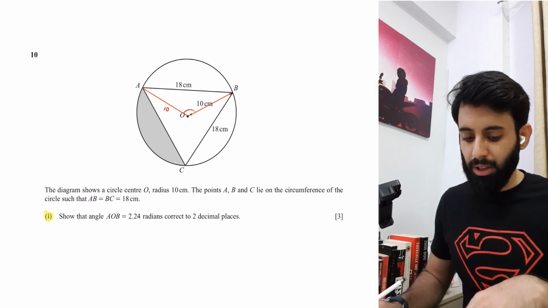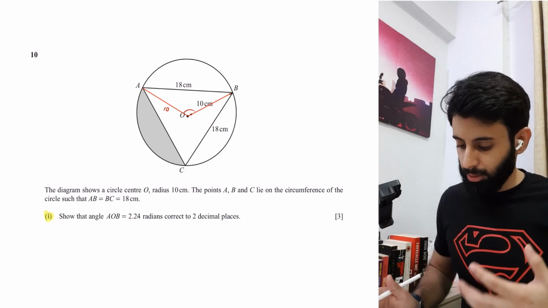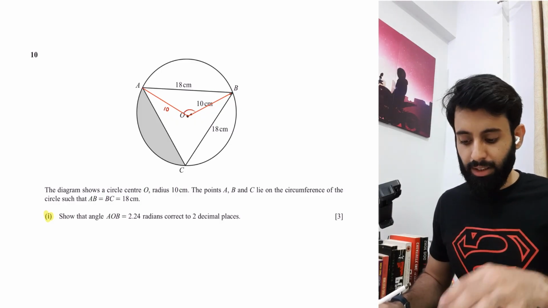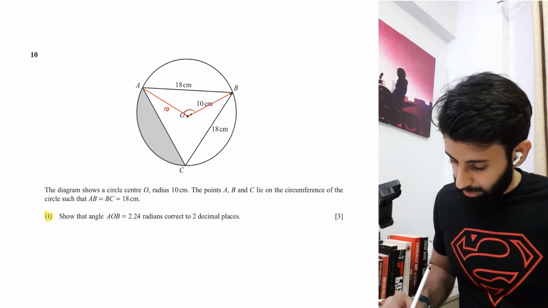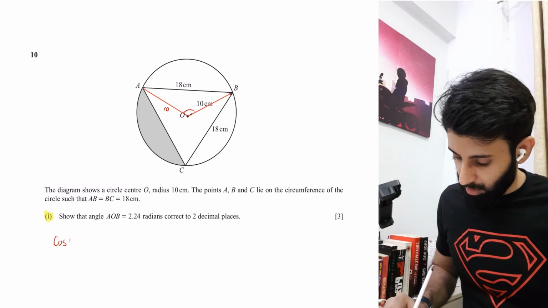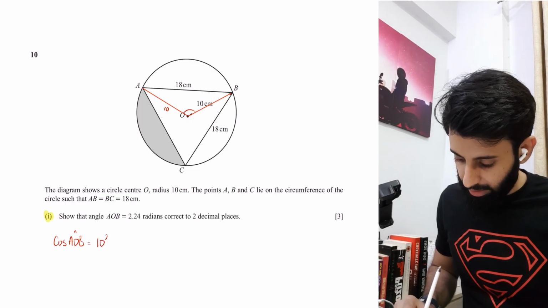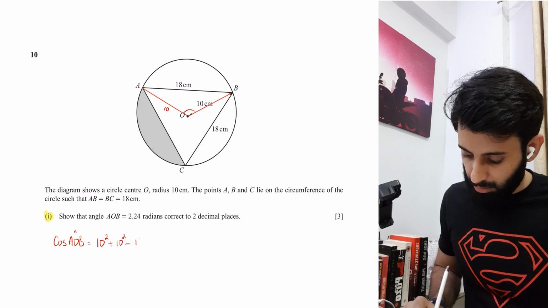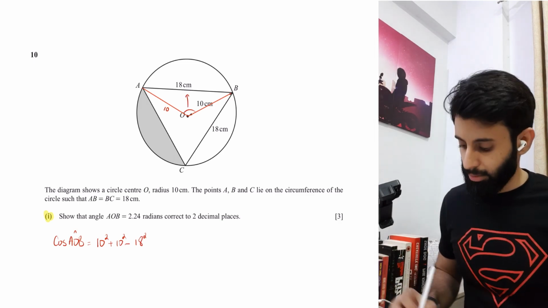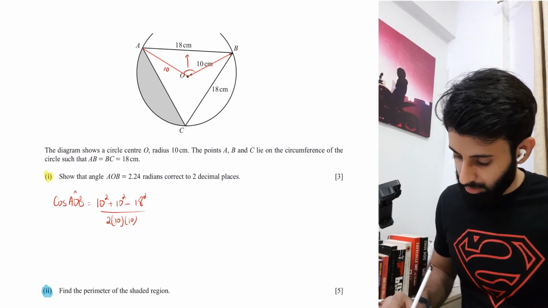I've written the cosine rule in this PDF also, so make sure to revise that. I'm sure you've done it in math also. So sine rule, cosine rule, area of triangle, all those concepts are still very relevant for circular measure. So here's what I'm doing. Cos of AOB is equal to 10 squared plus 10 squared minus 18 squared. Remember to always subtract the square of the length that's opposite the angle that you're working out, divided by 2 times 10 times 10.